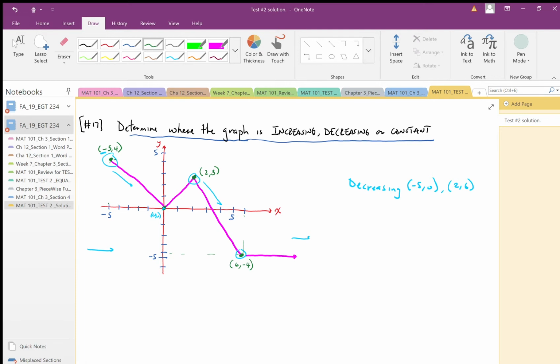Now our graph increases. The graph increases from this 0, 0 all the way to 2. So that's going to be from 0, 2. That's the only place where the graph is actually increasing. Now the graph is constant, again, from 6 to infinity. Okay.